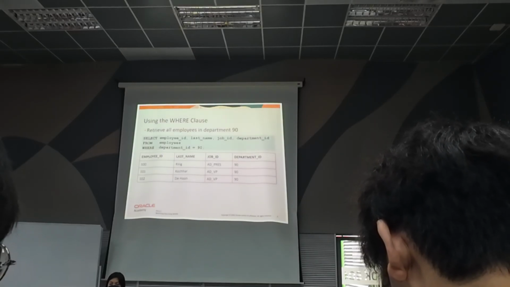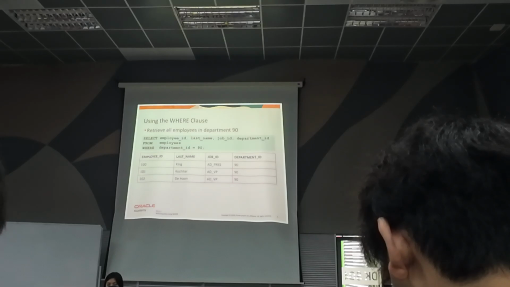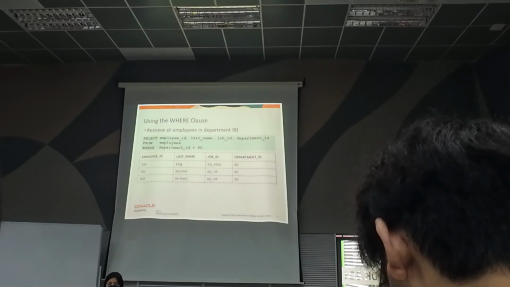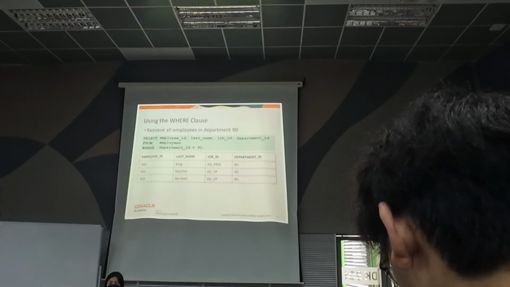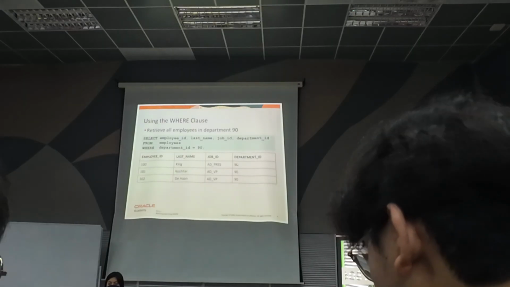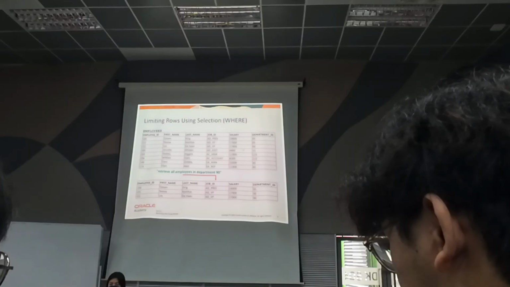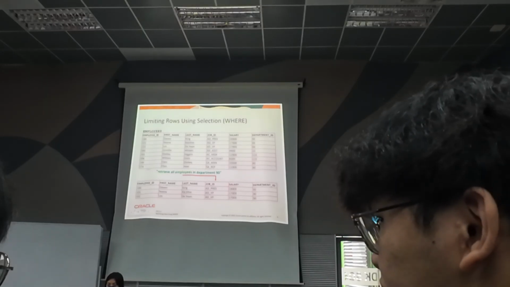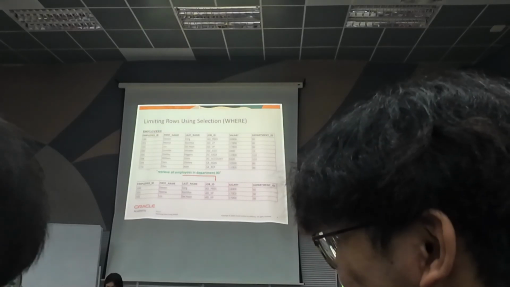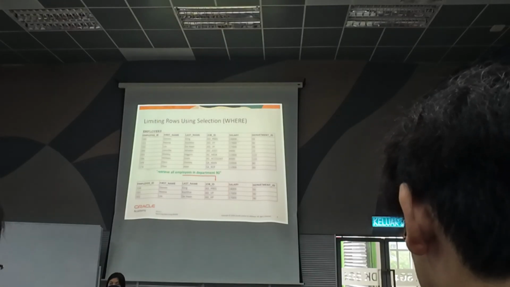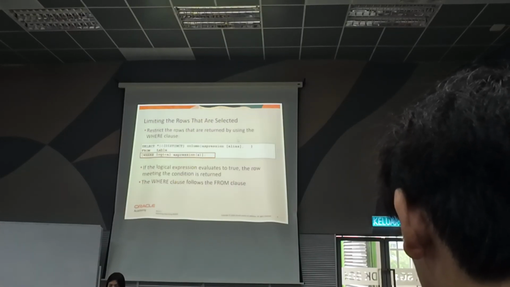So you select whatever you want to see from the employees where department ID equals 90. So only 3 of them. You see from here. Now, if you want to show all the attributes, then you put select asterisk. If you only want to see certain attributes, then you list out the attributes.